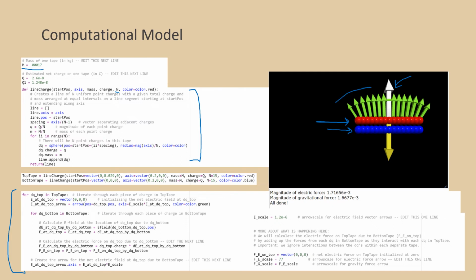And so because the system is isolated, we can say that the top and the bottom forces have to balance out. And so we're able to plug in different values of charge for our piece of tape to make this relationship true. And that is the value that we get right here, which is about 2.6 times 10 to the negative 8.